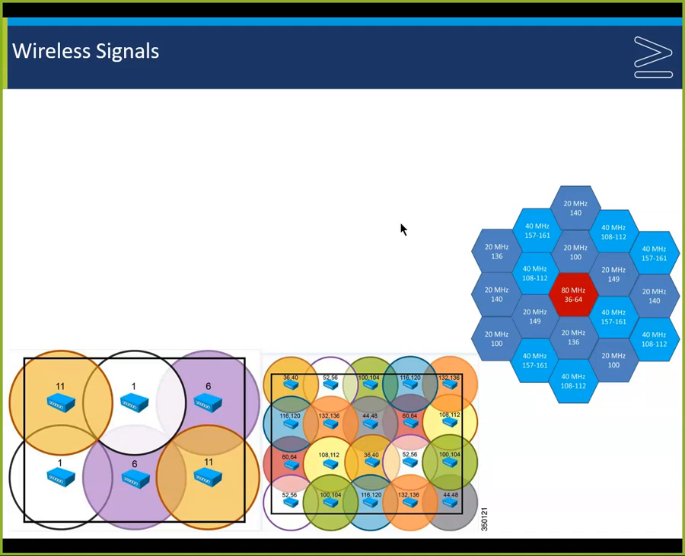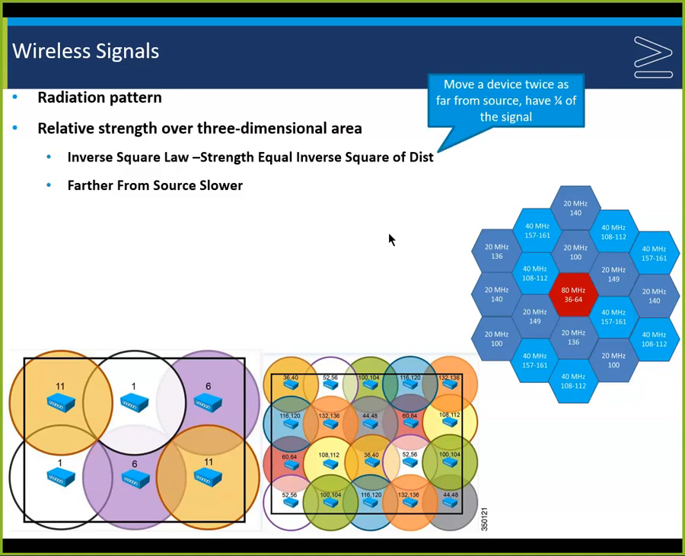The wireless signals, a couple of things here: the radiation pattern that we have with each of these, the overlap, and how do we arrange these things. And I've got this up here, the inverse square law. The strength is equal to the inverse of the square of the distance. Well, that makes a whole lot of sense.